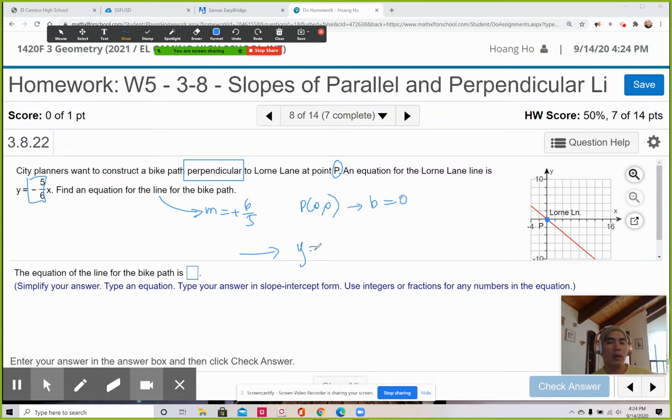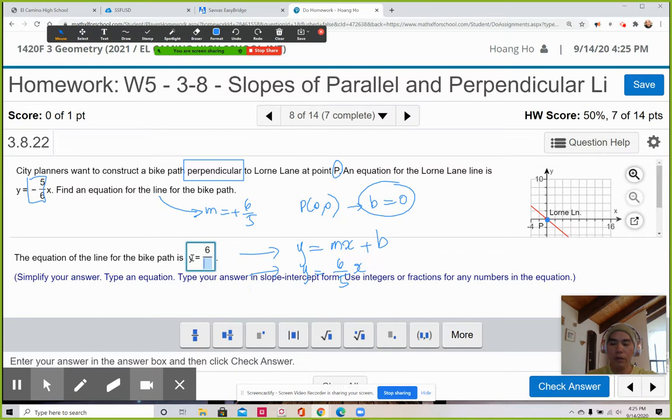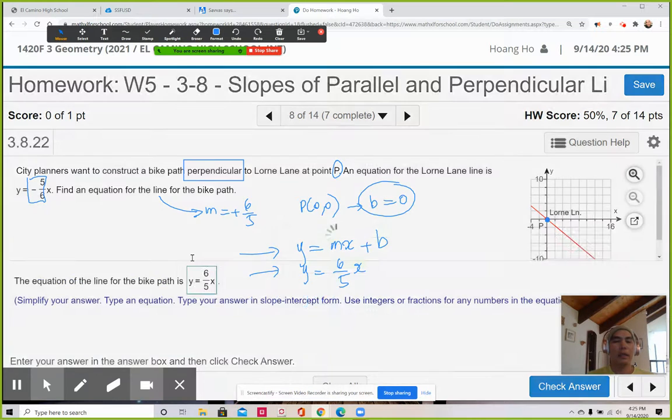y equals mx plus b. Substitute in y equals 6 over 5x plus b, but b already equals 0. So this is the answer. So I put it in the box right here. y equals 6 over 5, move the cursor over, and then x. And that is your answer.